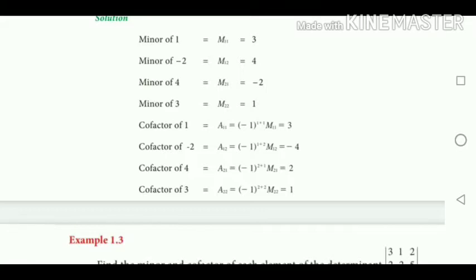Then we are going to see the cofactor of 4, that is the second row first element. It stands in the second row first column, that is a21.